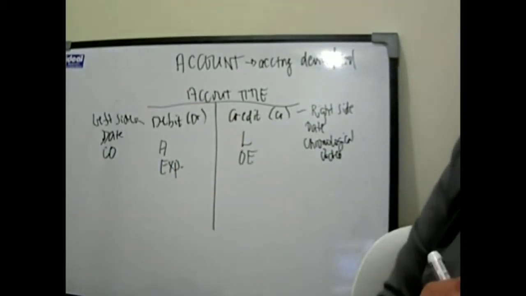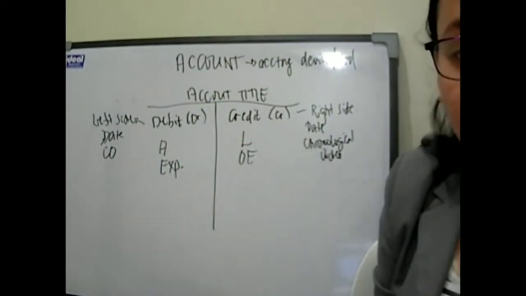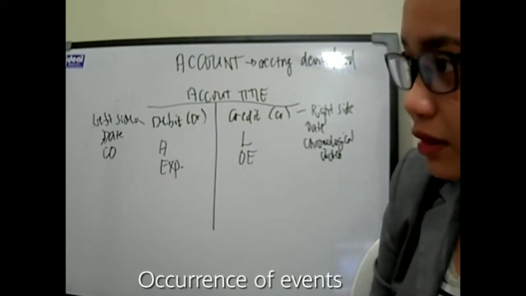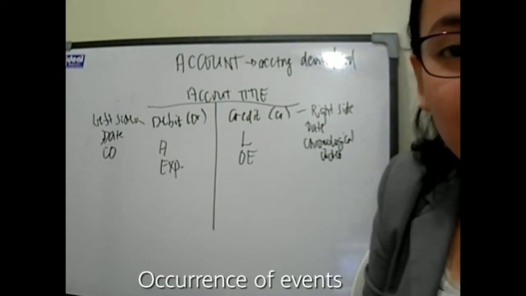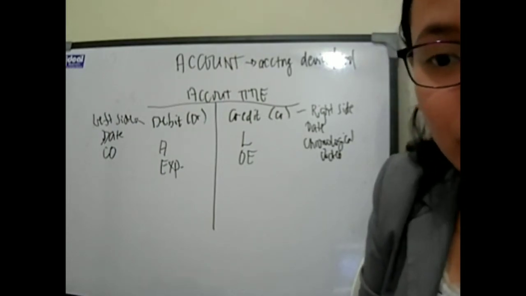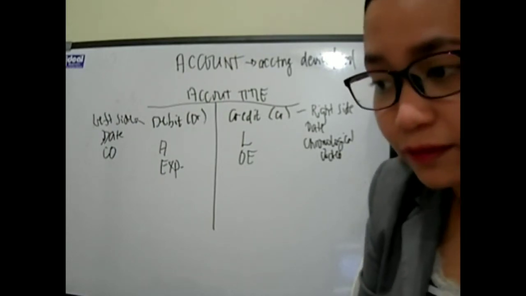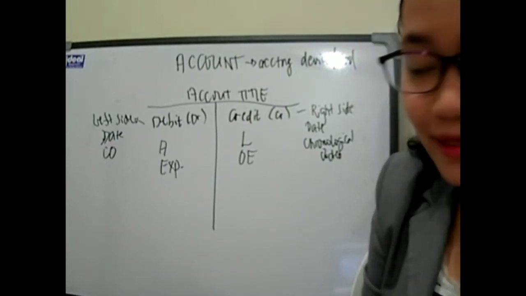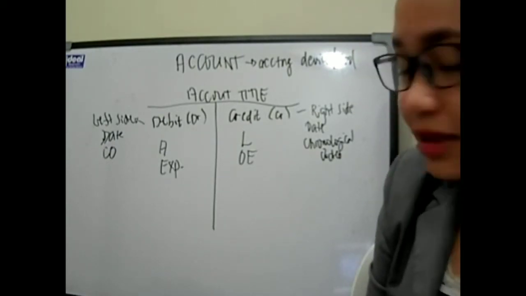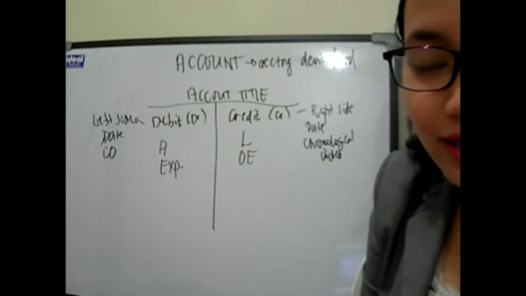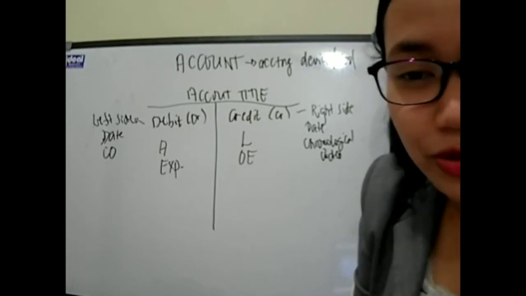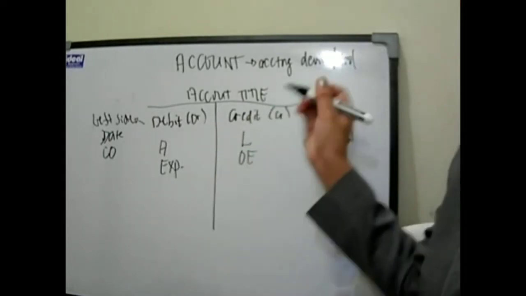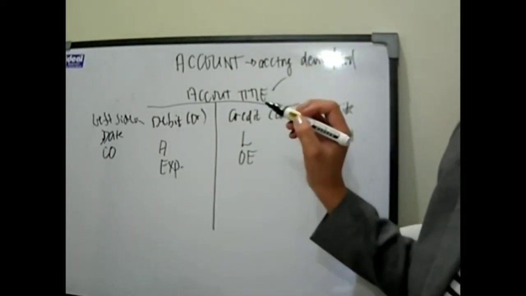Chronological order means we record transaction based on the flow of the events depending on the time in which it happens. So we record first those transactions that took place earlier. Then the last is the later transaction is the last that we record in the T account. So first, what are those account titles?